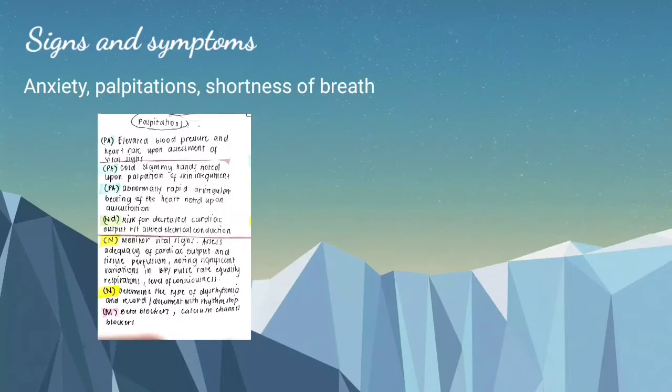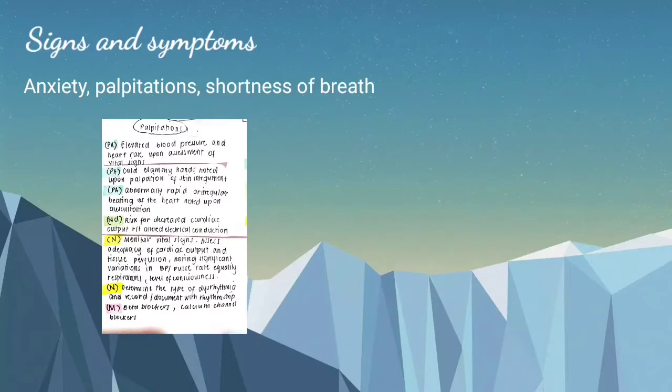For palpitations, there is elevated blood pressure and heart rate upon assessment of vital signs, cold clammy hands noted upon palpation of skin integument, and abnormally rapid or irregular beating of the heart noted upon auscultation. Nursing diagnosis is risk for decreased cardiac output related to altered electrical conduction. Nursing management for this is to monitor vital signs, assess adequacy of cardiac output and tissue perfusion, noting significant variations in BP or pulse rate and level of consciousness, as well as to determine the type of dysrhythmia and record or document with rhythm strip.